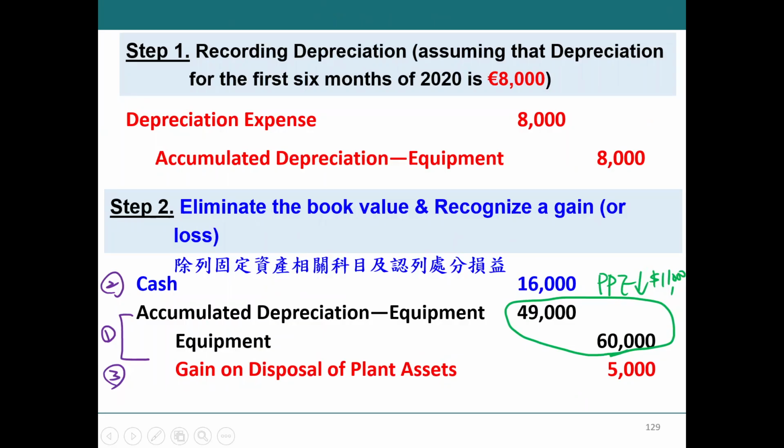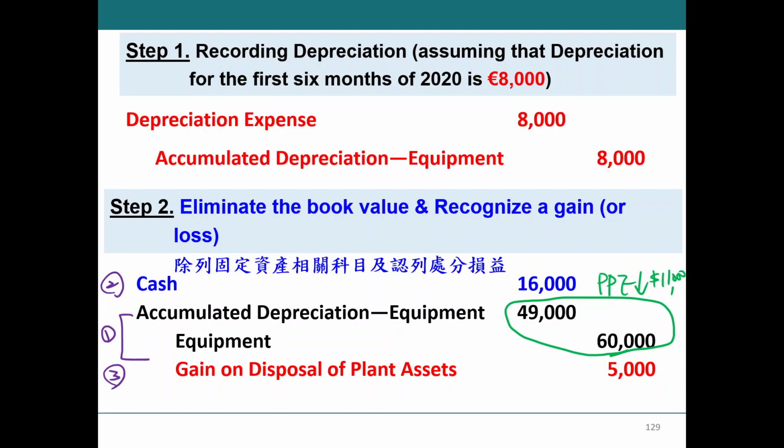Okay, so that's how we do it. When you sell or retire your PP, don't forget step 1, do the depreciation. Step 2, record your gain or loss. And after you've done this, don't forget, we always need to prepare our financial statements, right?